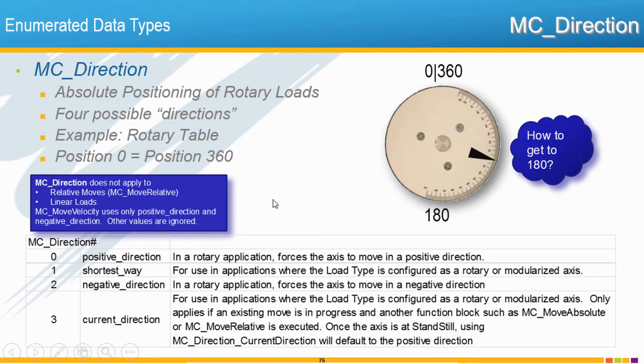And MC direction does not apply, therefore, to any of the MC relative moves, or if you have a linear load, it still doesn't apply. There's only one way to get from point A to point B if you're working on a linear system. And one block we have not used in this class is called MC move velocity, and that one does take the direction as either positive or negative, and the other values are ignored.